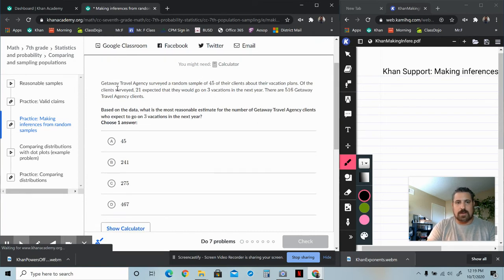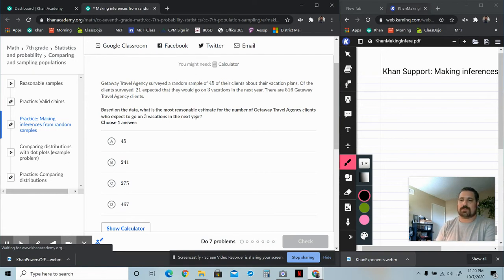So it says, Getaway Travel Agency surveyed a random sample of 45 of their clients about their vacation plans. Of the clients surveyed, 21 expected that they would go on 3 vacations in the next year. There are 516 Getaway Travel Agency clients. Based on the data, what is the most reasonable estimate for the number of Getaway Travel Agency clients who expect to go on 3 vacations in the next year?